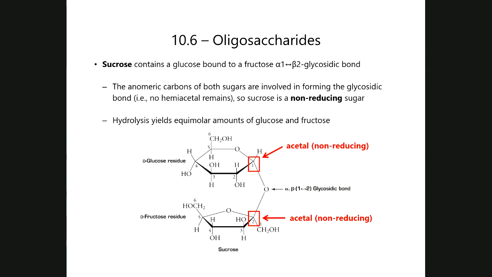So there's no possibility. If you throw Benedict's at sucrose, nothing will happen. It's going to give you a negative result. You should have learned this in the virtual lab, that of the several disaccharides or oligosaccharides out there, sucrose is a unique link in which both hemiacetals are gone, and therefore there's no possibility of this mutarotation process, which involves the opening and the exposure of the aldehyde. Therefore, the sugar is non-reducing.